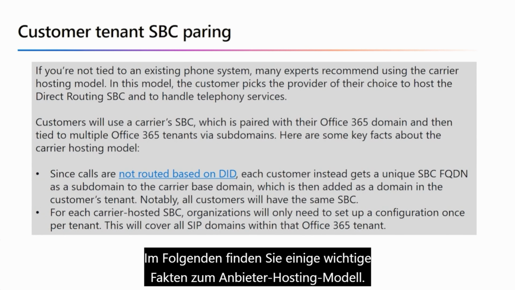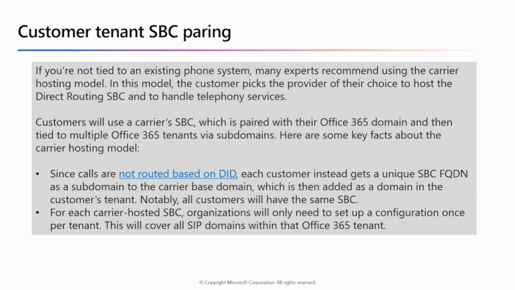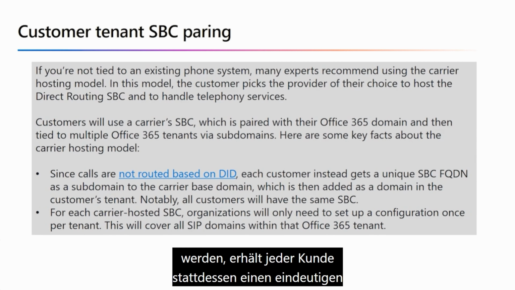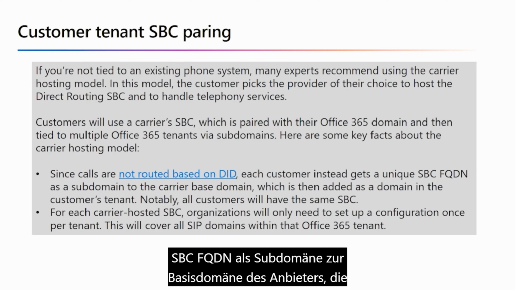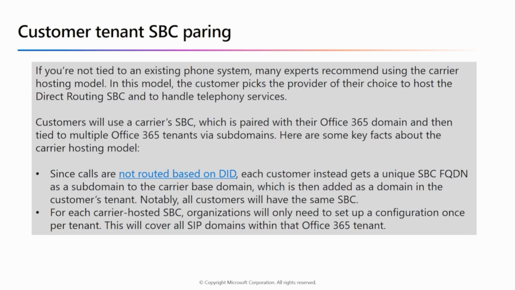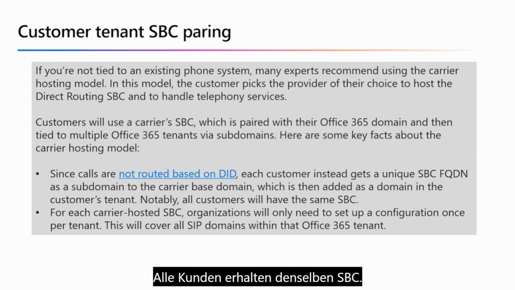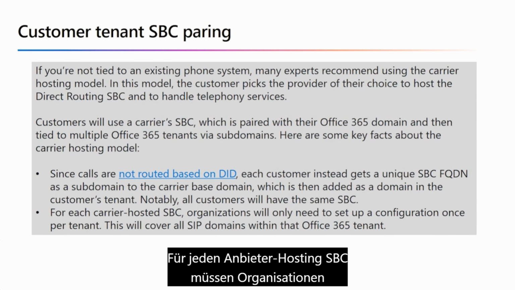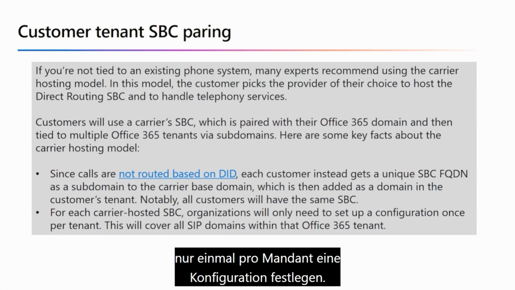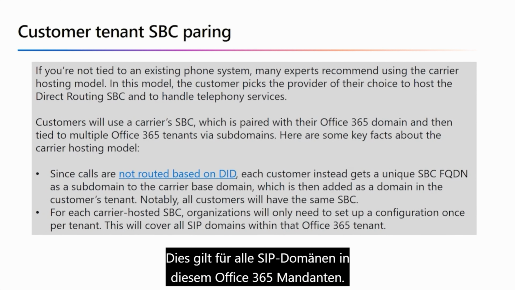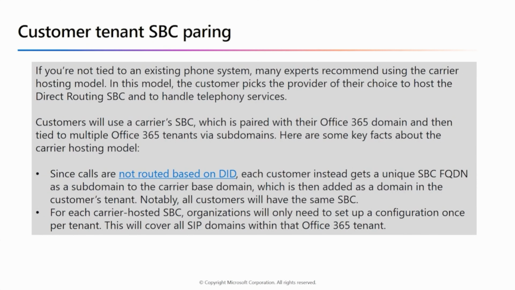Here are some key facts about the carrier hosting model. Since calls are not routed based on DID, each customer instead gets a unique SBC FQDN as a subdomain to the carrier base domain, which is then added as a domain in the customer's tenant. Notably, all customers will have the same SBC. For each carrier-hosted SBC, the organization will only need to set up a configuration once per tenant. This will cover all SIP domains within that Office 365 tenant.